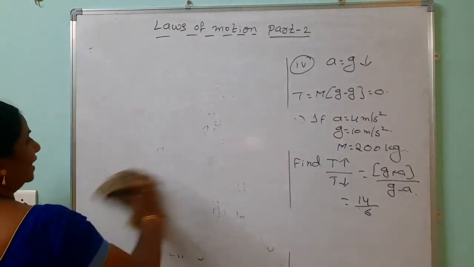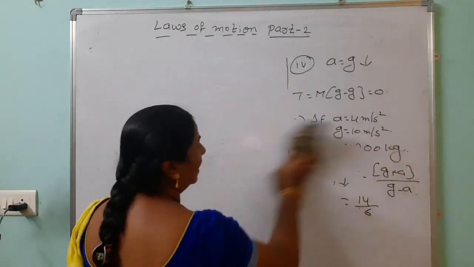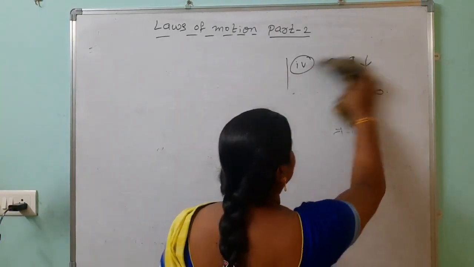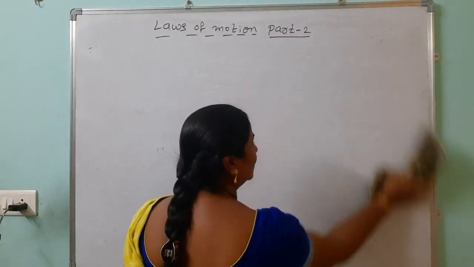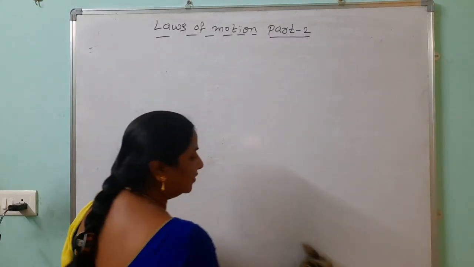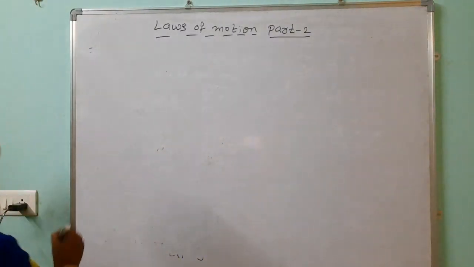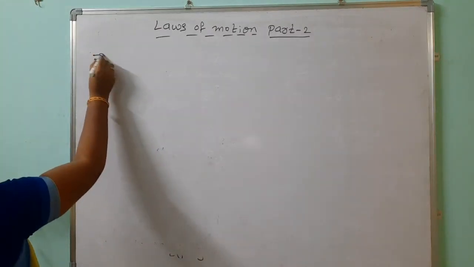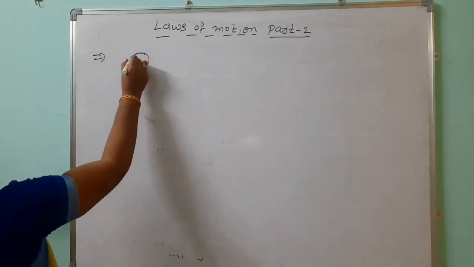Atwood machine means we are taking two massive bodies connected by a string. That string is passing over a frictionless pulley. Here, what is the use of that pulley? It is changing the direction of the tension. Look here, this is the Atwood machine.